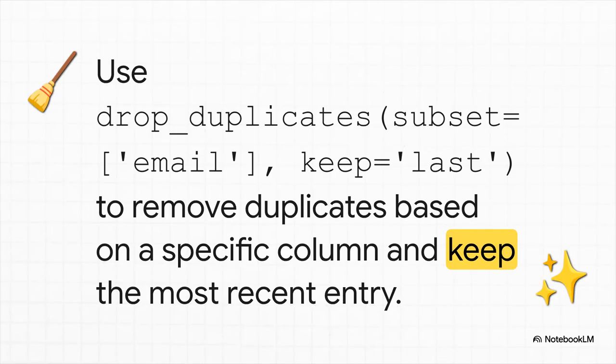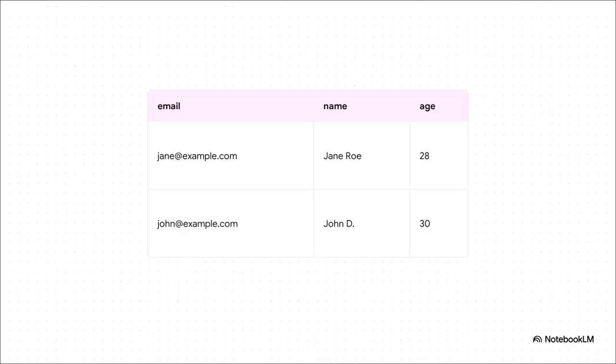Fortunately, Pandas gives us a beautifully simple solution. It's this powerful little command, drop_duplicates. And we can be really precise with it. We're telling it, hey, just focus on the email column to figure out what's a duplicate. And that keep equals last part, that's us telling it to hold on to the most recent entry for that customer. It's so clean. And boom, just like that, the duplicate record for John is gone. We're left with a clean, trustworthy list of unique customers.